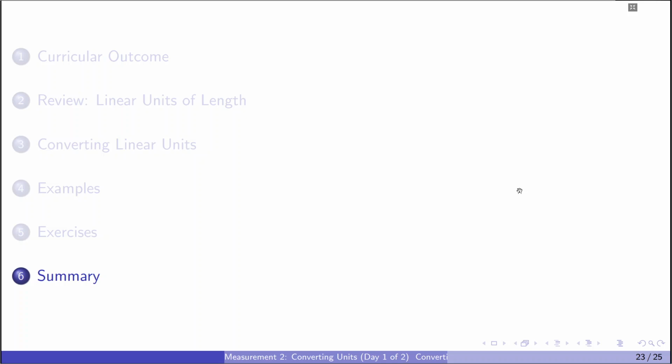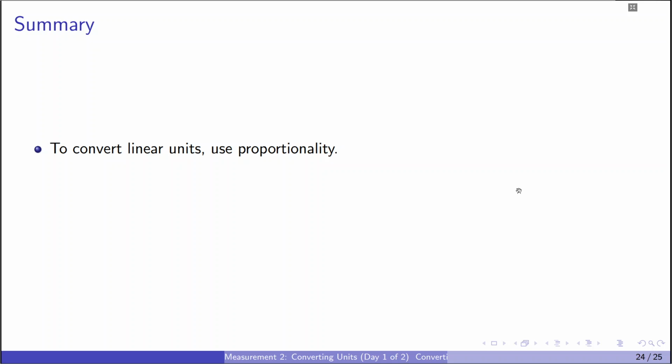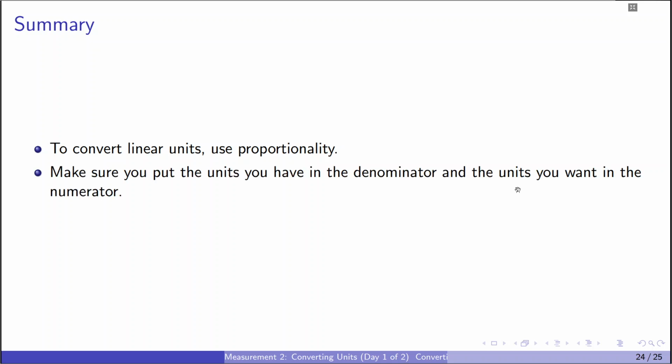All right, wrapping it up. To convert linear units, it's best to use proportionality. Make sure you put the units you have in the denominator and the units you want in the numerator when you're multiplying your ratios.